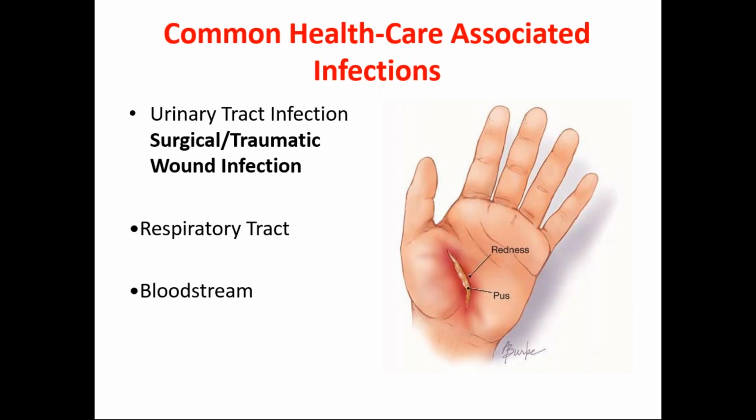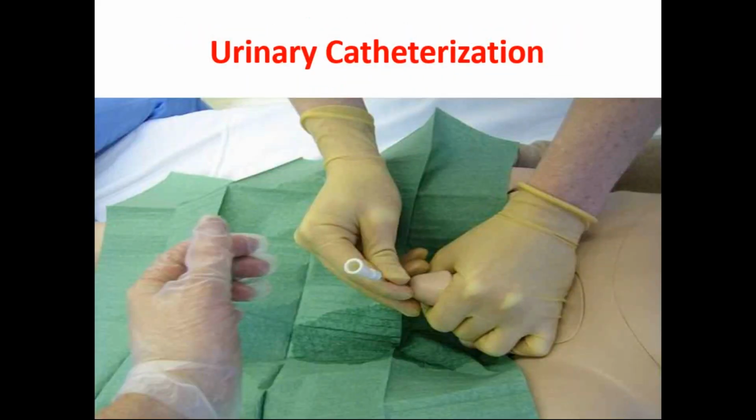Among these, the most important types of healthcare infections are urinary tract, surgical wound, respiratory, and bloodstream infections. Urinary tract infections are the most important type of healthcare-associated infection. Which bacteria is more responsible for causing urinary tract infection? Escherichia coli. Next, Klebsiella also.